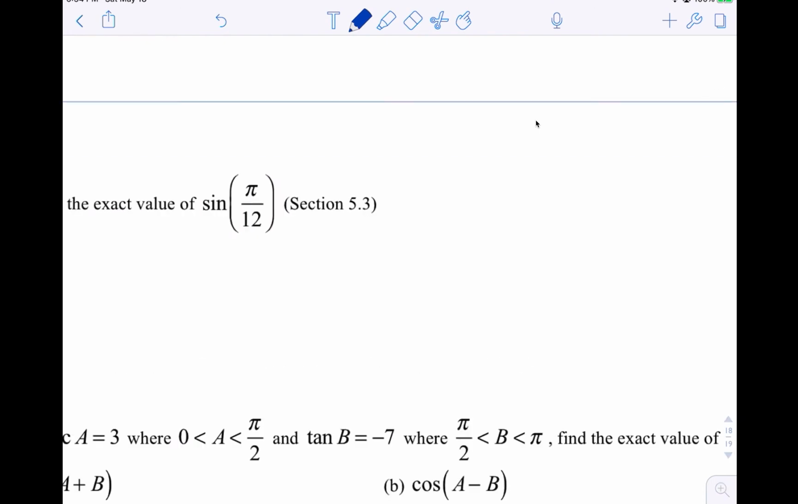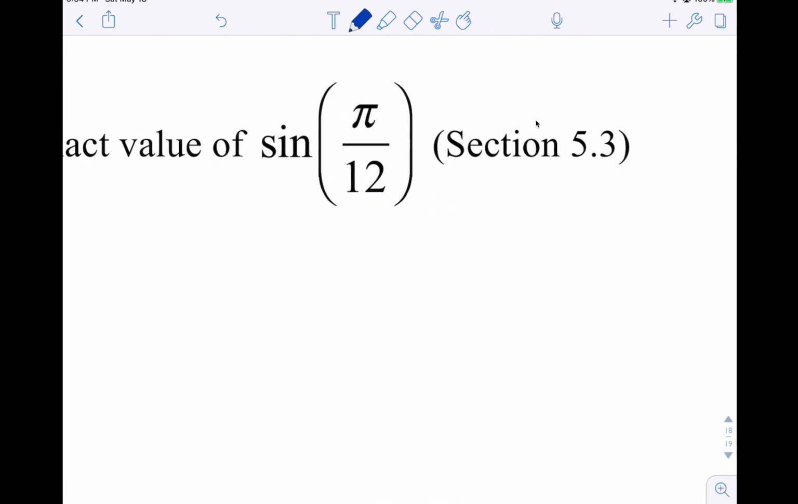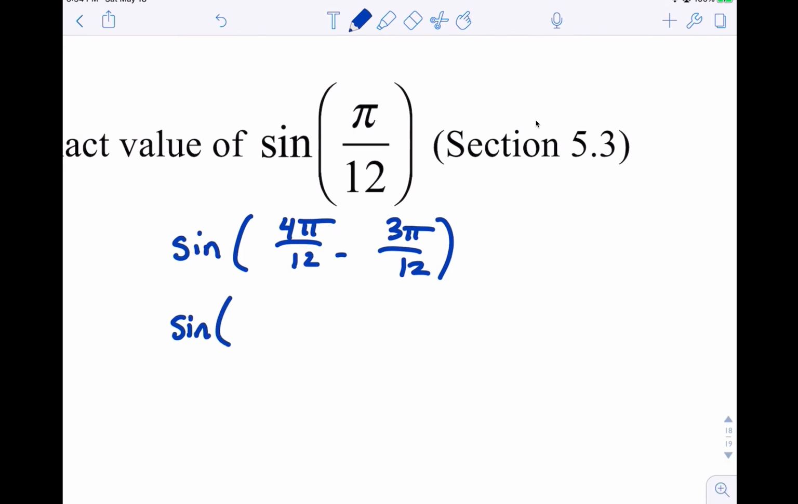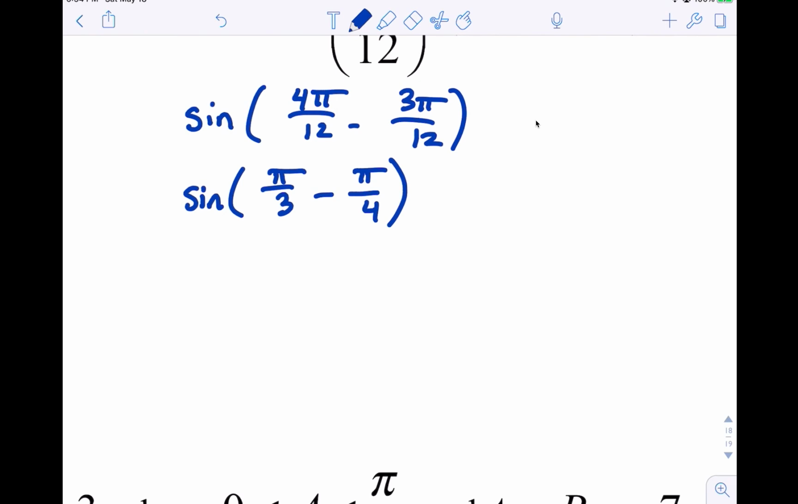Okay, 96. Find the exact value of sine of pi over 12. Okay, so pi over 12, that is sine of 4 pi over 12 minus 3 pi over 12. The reason I picked those two is because 4 pi over 12 is pi over 3, and 3 pi over 12 is pi over 4. Those two angles are on the unit circle, and they're two angles that I know. So you're going to use their sine formula.